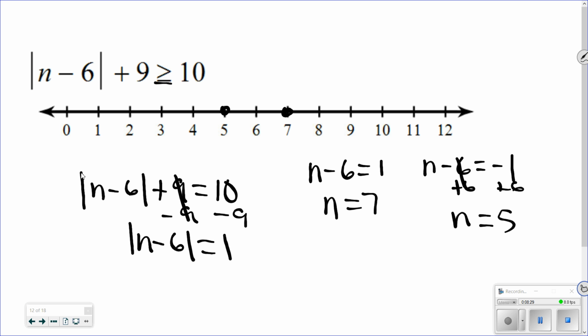Now, my only question, again, is it between the two numbers, or is it on the outside of the two numbers? This is a greater than. Usually that means it's going to be on the outside, but just test a number. So I could put 0. 0 is on the outside, so let's see if it works.